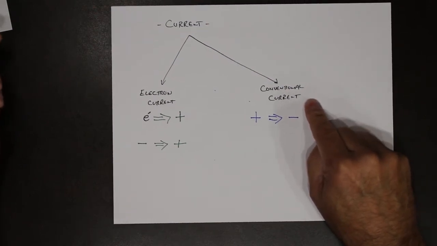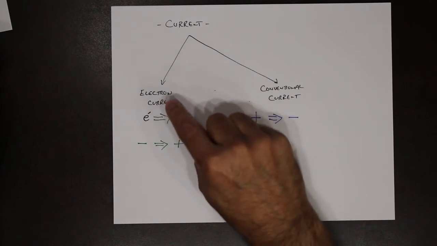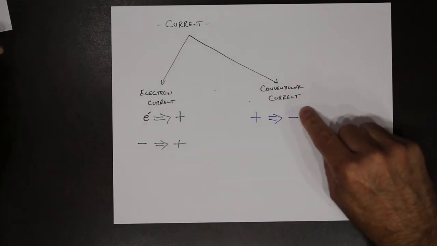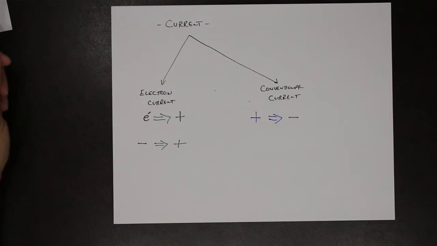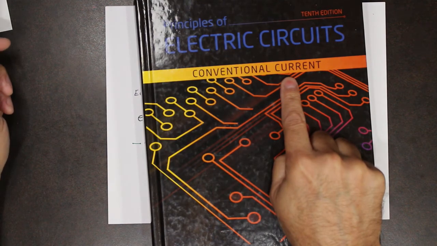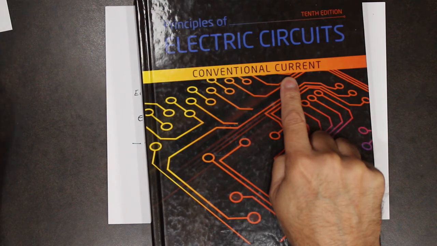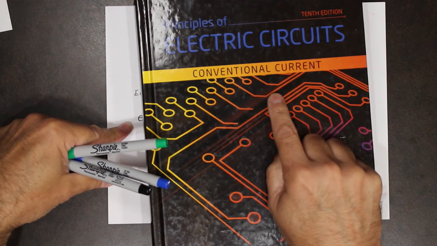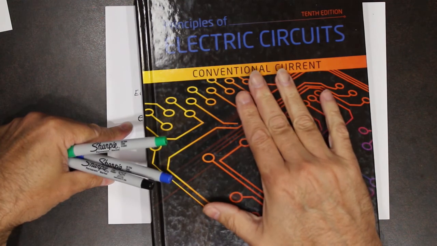So we end up with two current flow scenarios. If we are focusing on the electrons, that is electron current flow. If we are not, that is conventional current flow. In our program, if you remember our book, we do conventional current flow theory, not electron current flow. So from this point onwards, when I say current and current flow, I am talking about conventional current flow.